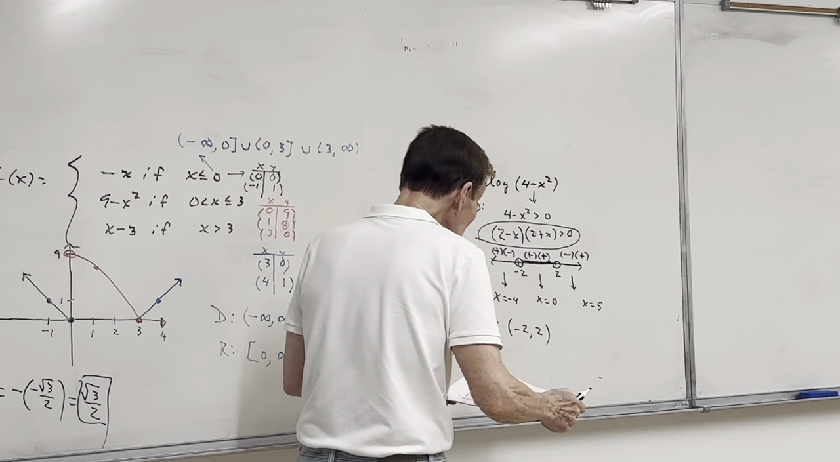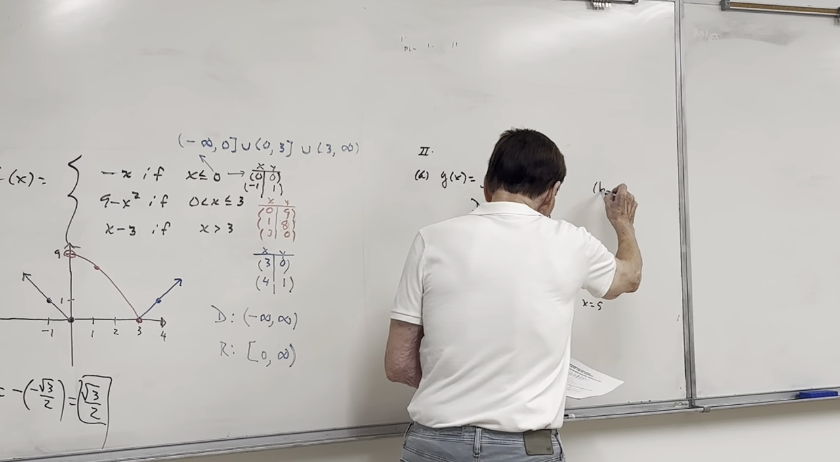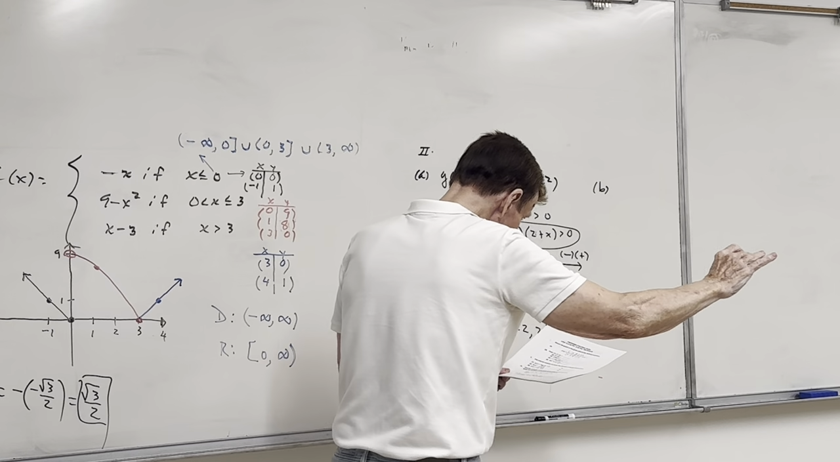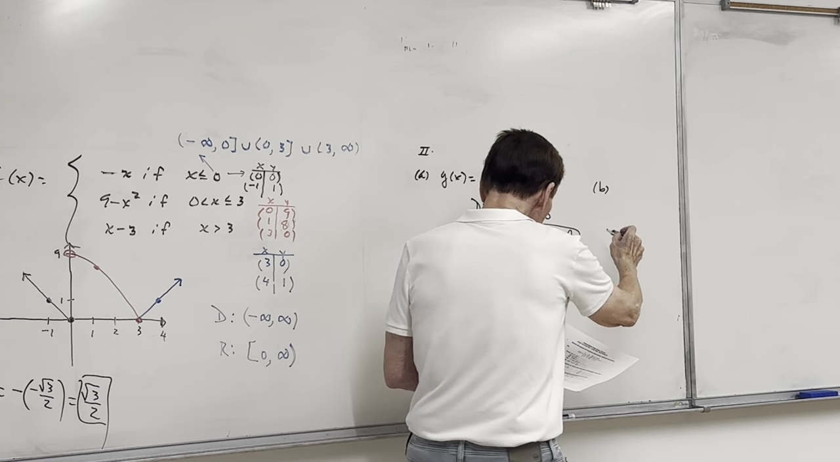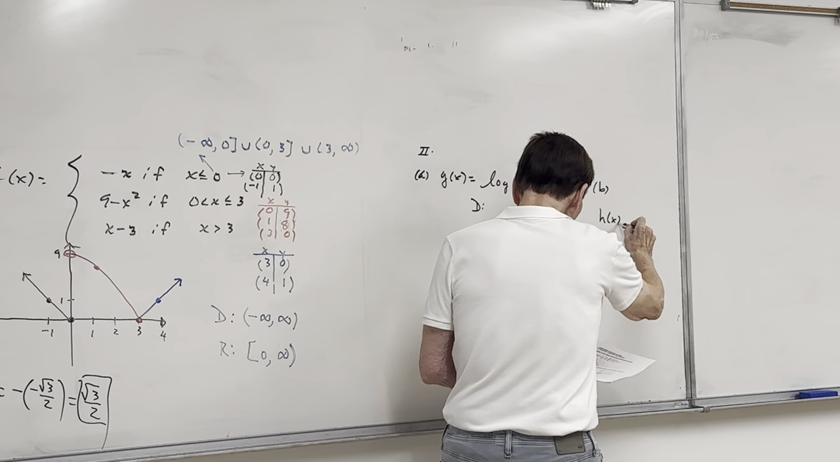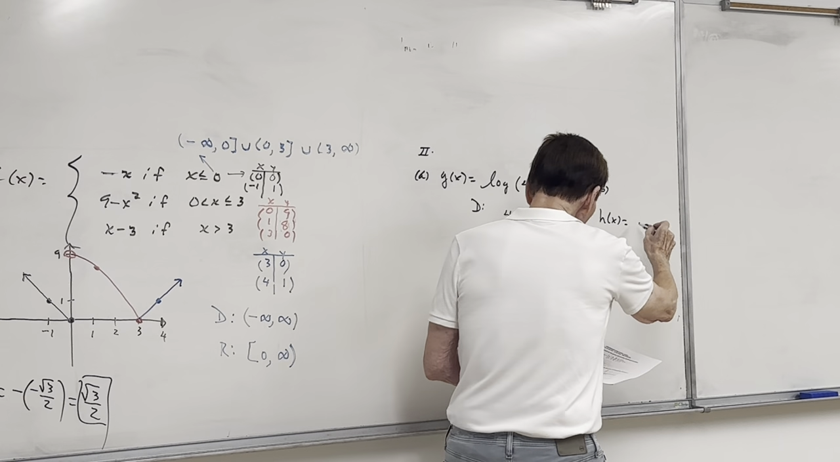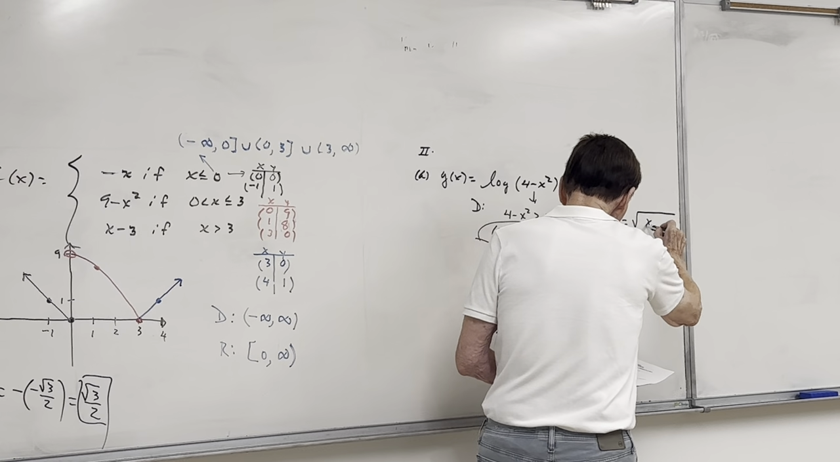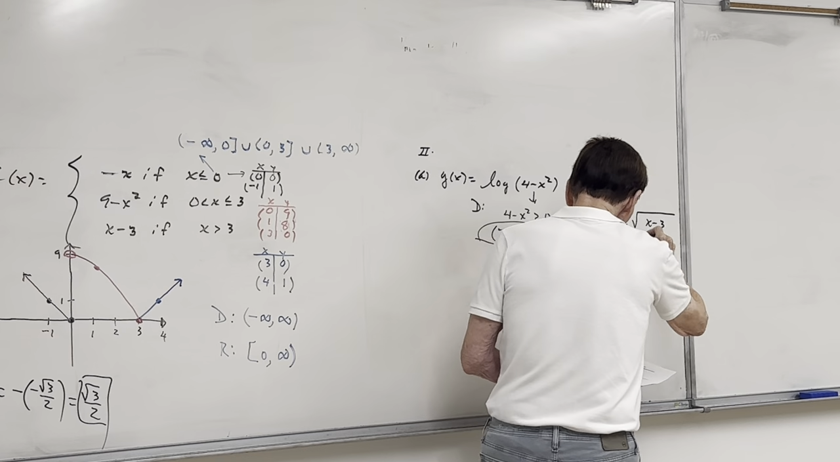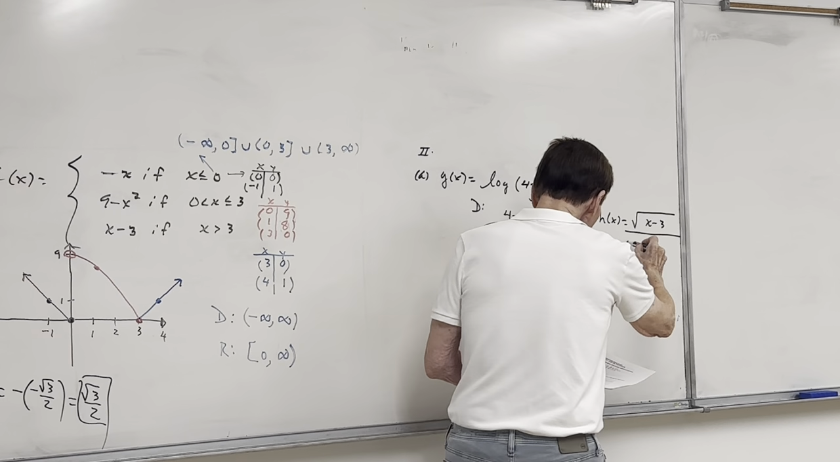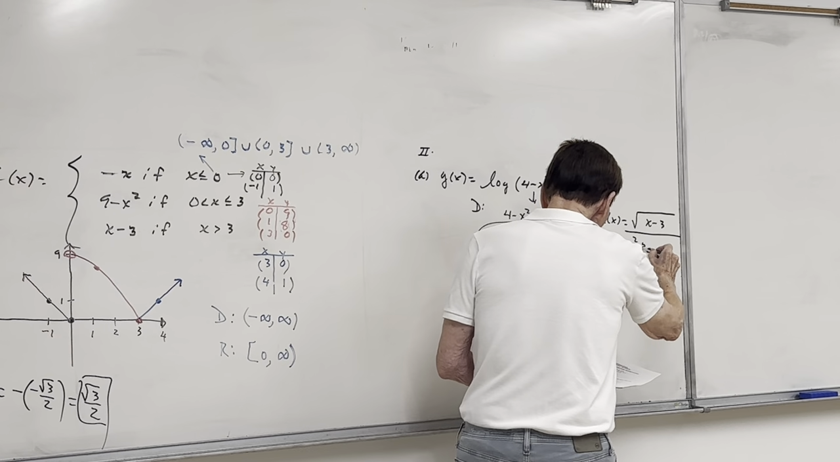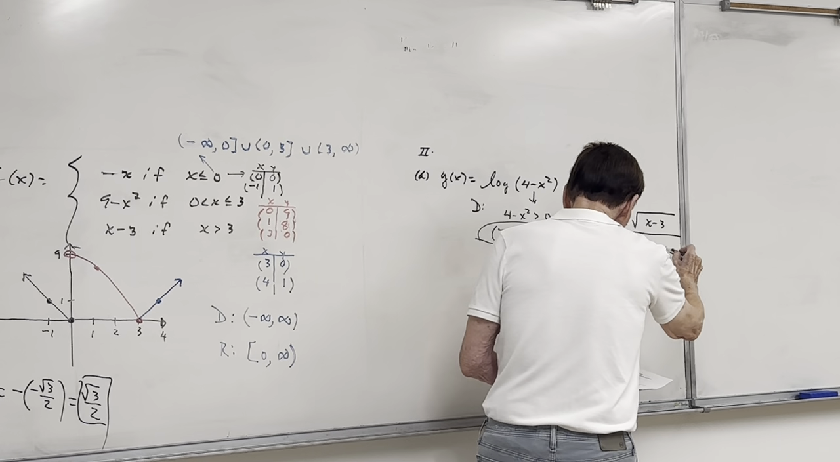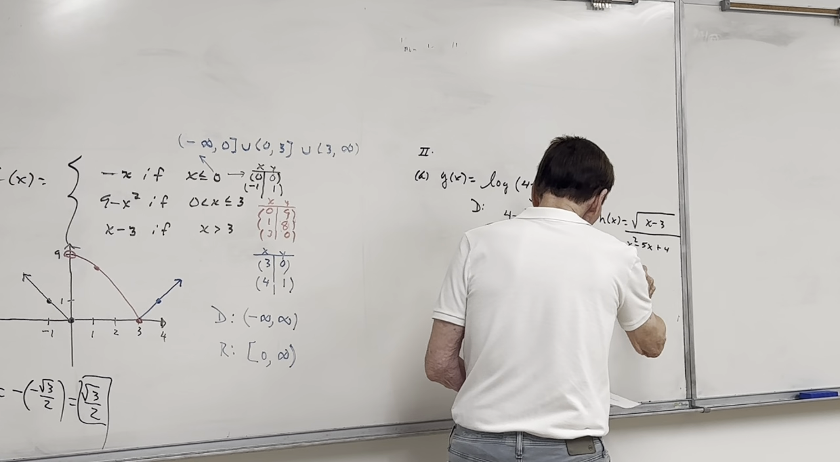Okay, part B. Anytime you want to respond, please slow me down, guys. Next one says, find the domain again, h of x. And this one is square root x subtract 3 over x squared subtract 5x plus 4. That one's the domain.